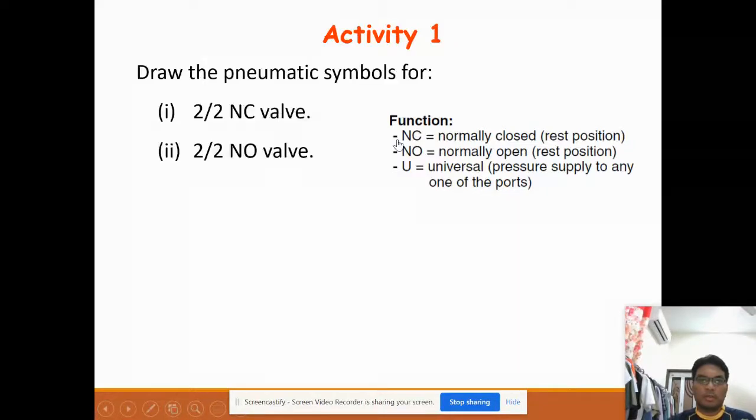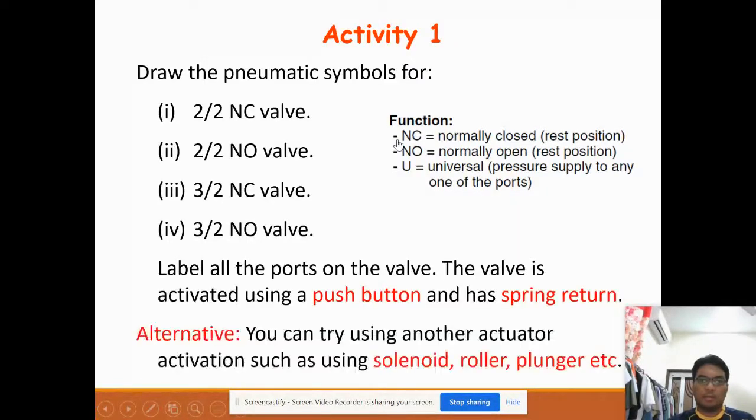Okay, so this is the first activity for you. Basically, the question in the examination or test can be asked like this. You need to draw the pneumatic symbol for example 2/2 NC valve, 2/2 NO valve, maybe 3/2 NC valve and 3/2 NO valve.